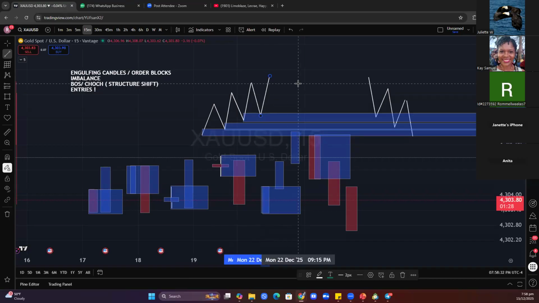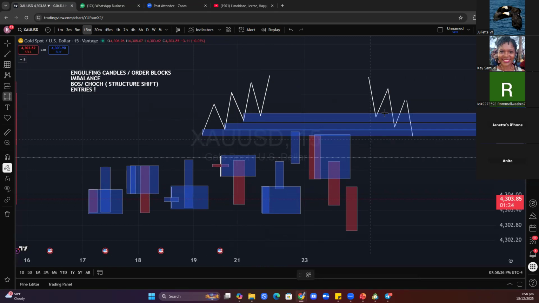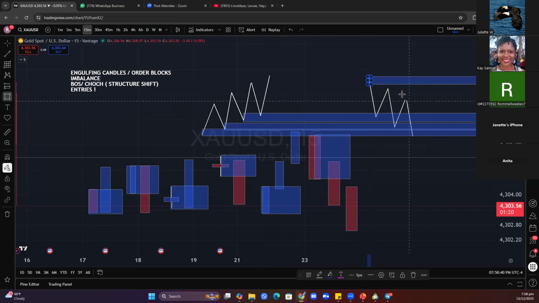Everybody following? Because on the sell side of things, it's the same thing. This may be your order block, so you're looking for price to come back into that area and push down. Here, here.